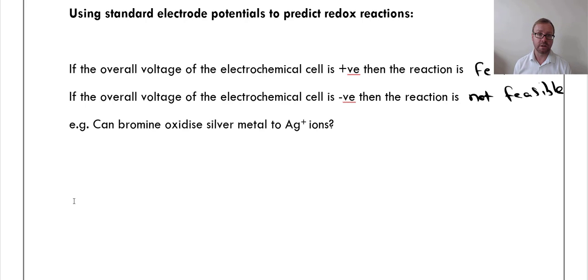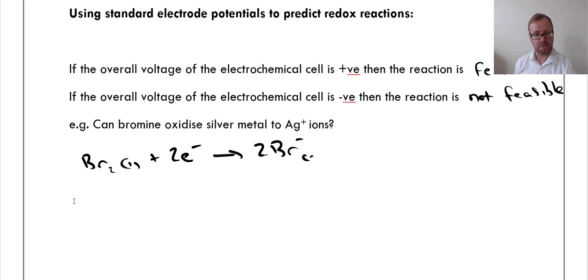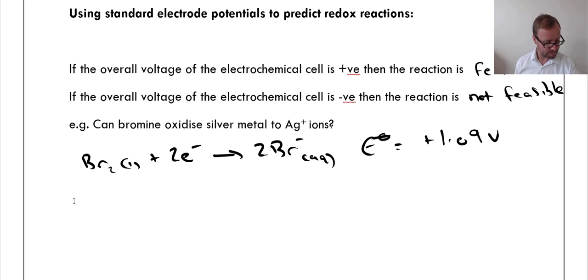So, can bromine oxidize silver metal to Ag+? We will do this together and then you can have a go at the last one. So the first thing I need to do is write down my two reduction equations. So bromine, Br2 plus 2e minus forms 2Br minus aq. Have a look in your data booklet at the back and you will find a value of plus 1.09 volts.